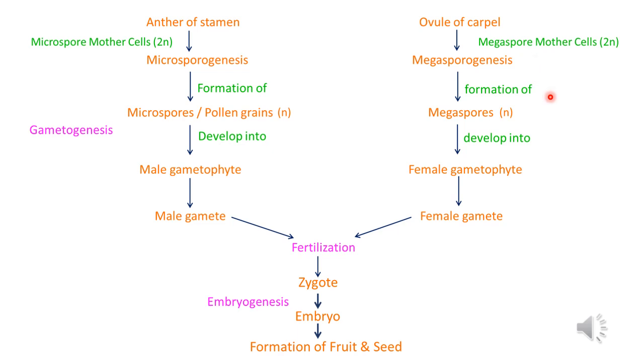Megaspores develop into the female gametophyte that will produce the female gamete. Now, the male gamete and female gamete undergo the process of fusion known as fertilization that will result in the formation of a diploid zygote. Each zygote undergoes further successive developmental stages to form an embryo. This formation of embryo is known as embryogenesis.